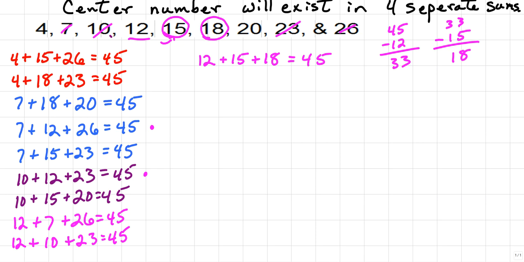And there shouldn't be any other possibilities, because all we're left with is 4 and 20, which is 24 plus 12 gives us 36 and not 45, so that won't work for us.